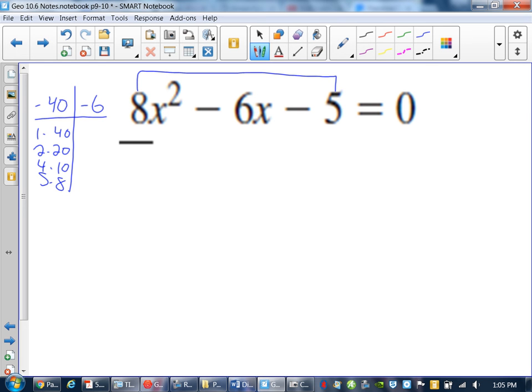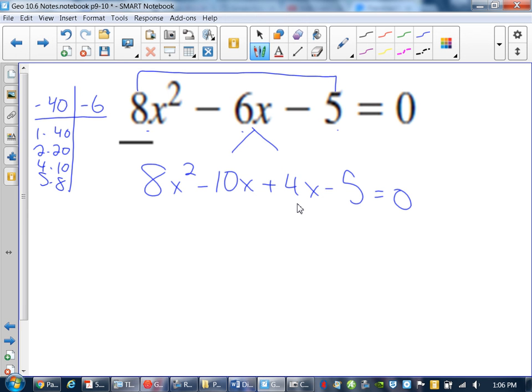4 and 10. Which one of those has to be negative? 10. The 10 has to be negative because 10 is bigger than 4. Therefore, when you put them together to make it negative, it had to be the larger of the 2. So what we're doing here is I'm going to take this from being 3 pieces. I'm going to make it into 4 pieces. This is called a couple of different things. It's called either factor by grouping or split middle term.